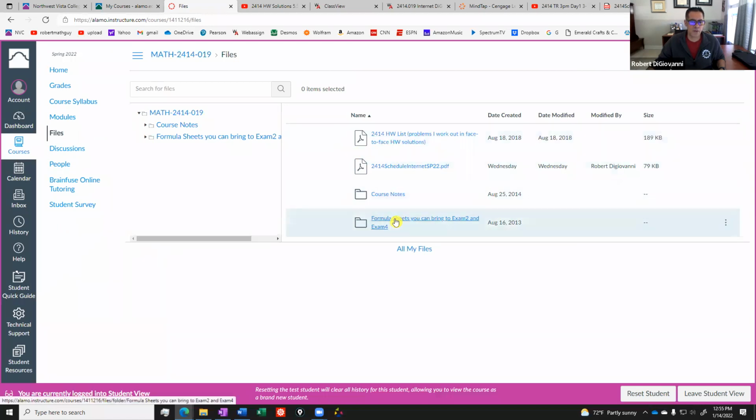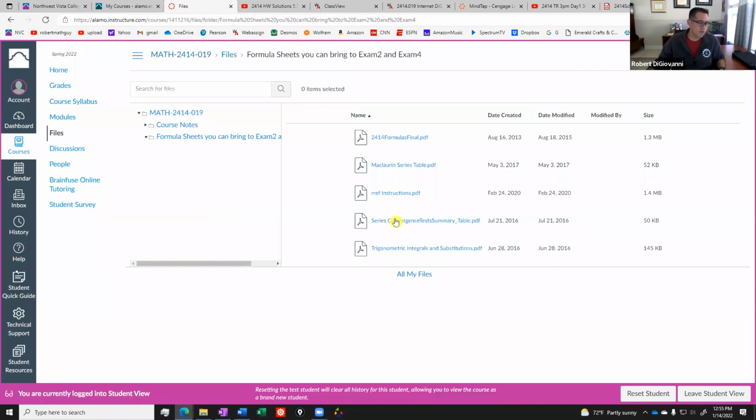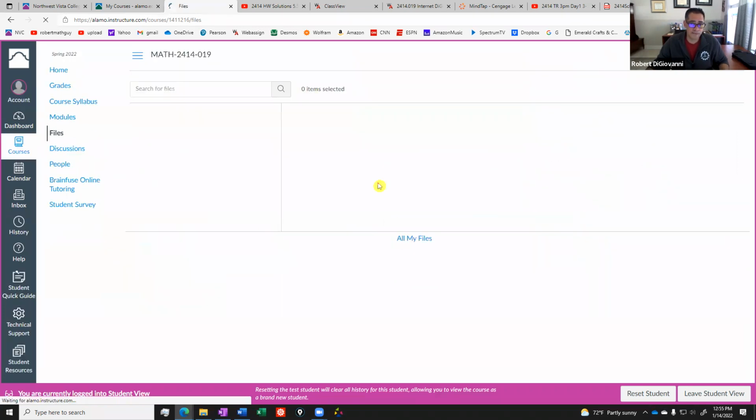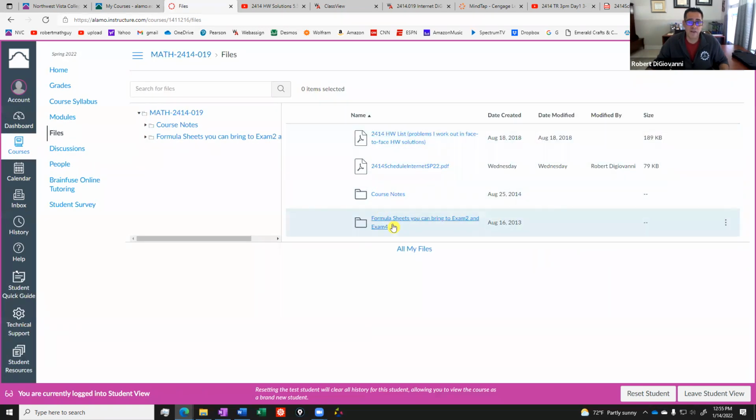In here, there's formula sheets. So for Cal 2, I'm going to allow you to have all of these. You can download those and print those out, and you can have those on exams 2 and 4. But you have to have them printed out. You cannot use an electronic version off your computer screen. There's a lot of stuff here, so please print all these out and have them ready for exam 2. That covers everything in our files.